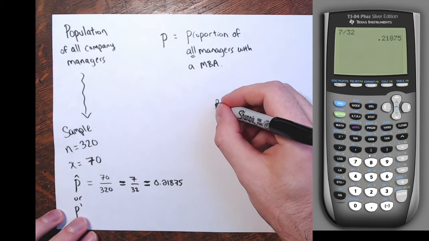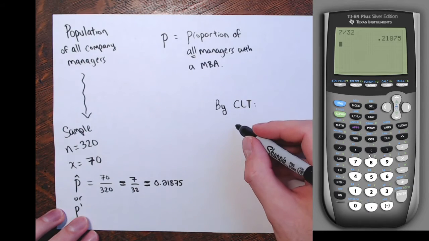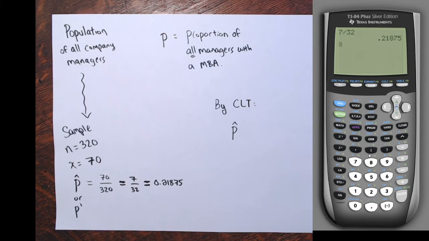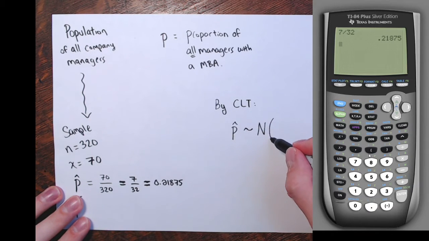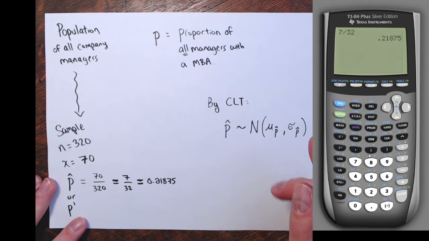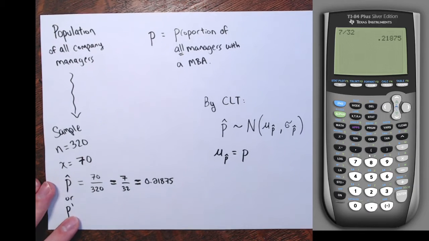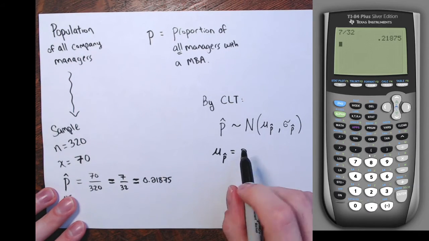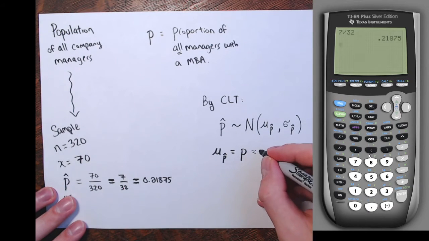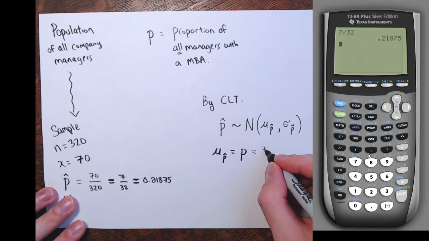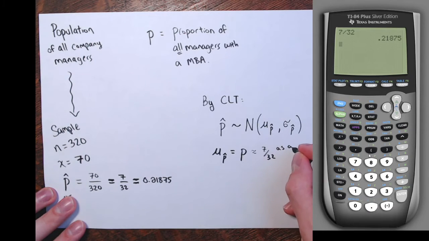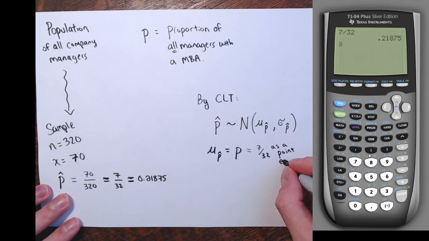Now, remember that central limit theorem for proportions. By the central limit theorem for proportions, if I was to take every possible sample of size 320 and then look at their p hats, the sample proportions, all those sample proportions would form a normal distribution with a mean called mu p hat and a standard deviation called sigma p hat or sigma p prime. And the mean mu p hat, the mean of all these sample proportions, would be the population proportion. But there's a problem with that. I don't know what this is. We're guessing what the population proportion is. So we estimate this with our sample proportion, 7 out of 32. We're using that as a point estimate of P, our initial guess as to what P is.